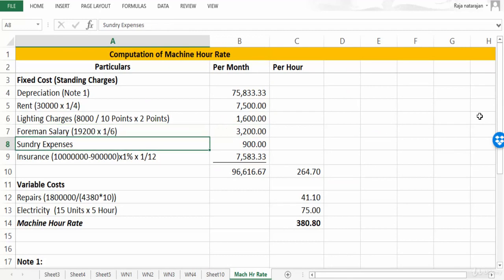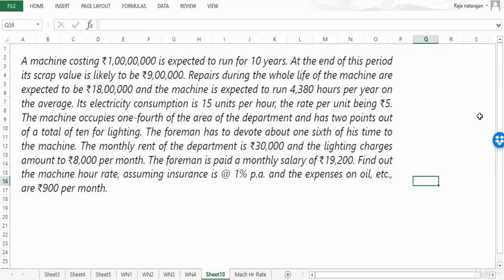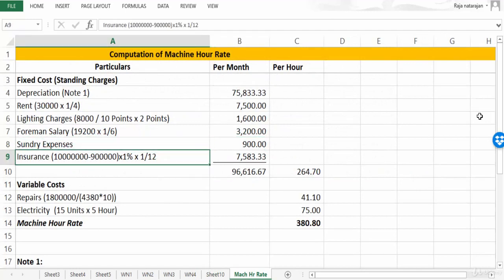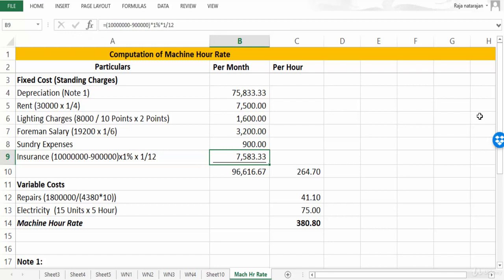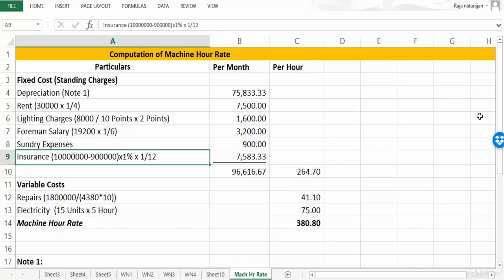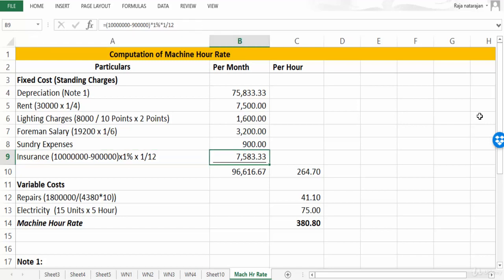Then there are some sundry expenses like oil, which we have noted, 900. Then insurance, we are taking the depreciable value of the asset, which is 9.1 million, multiplied by 1%. Okay, so here a small correction, I said per annum depreciation. I'm sorry, it's depreciable value multiplied by 1% gives per annum insurance. Divided by 12, we get monthly insurance, and this is the total standing charges, and this is per month.